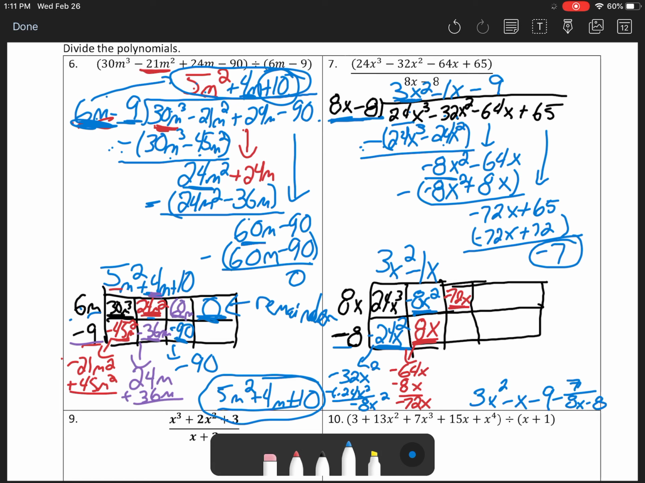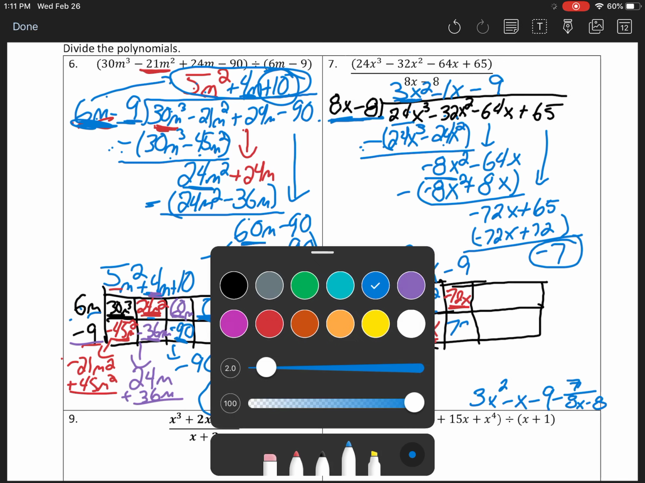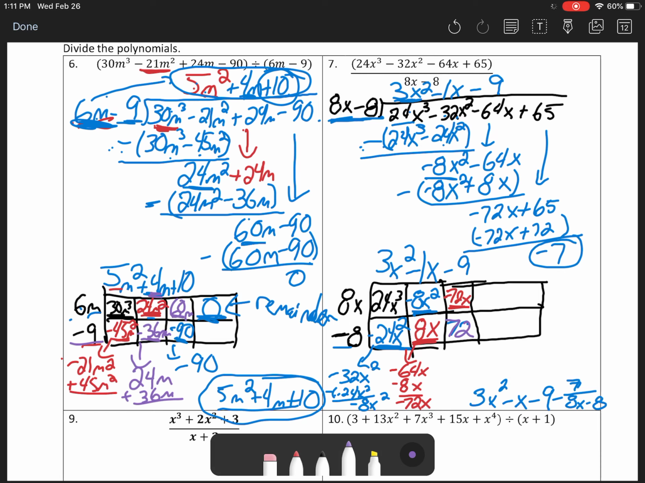Going back through, 8 goes into negative 72 negative 9 times. Negative 8 times negative 9 is positive 72. I'm actually going to change the color of that one. So positive 72. I know that this box and this box add to my constant term, the one that doesn't have a variable, which is going to be 65. So I'm going to do 65 minus 72, and that's going to give me negative 7. And so that's what goes there. So that's my remainder, and I still end up with this exact same answer.